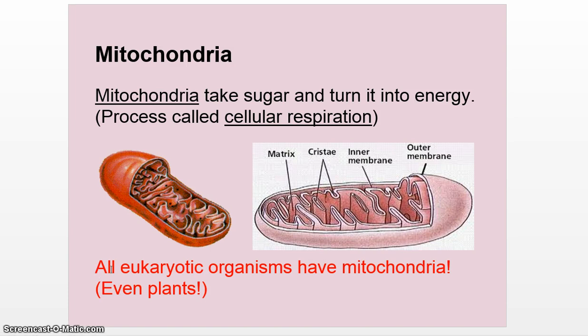And please don't forget that all of the eukaryotic organisms have mitochondria. Animals, plants, fungi, protozoans, all of us have mitochondria. Don't get confused. Some people get confused and think, well, plants have chloroplasts, so they don't have mitochondria. Plants have both.